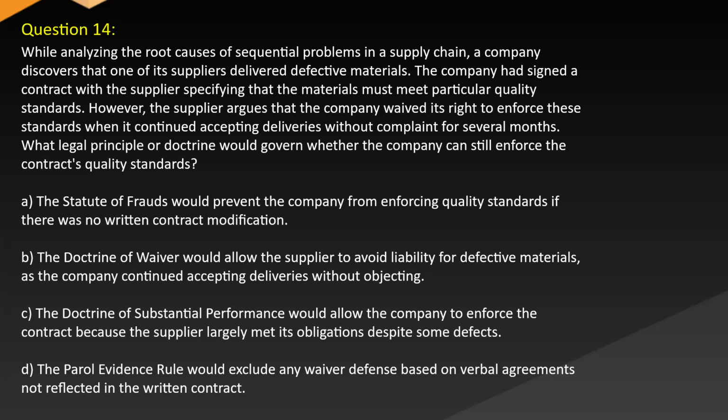A. The statute of frauds would prevent the company from enforcing quality standards if there was no written contract modification. B. The doctrine of waiver would allow the supplier to avoid liability for defective materials as the company continued accepting deliveries without objecting. C. The doctrine of substantial performance would allow the company to enforce the contract because the supplier largely met its obligations despite some defects. D. The parol evidence rule would exclude any waiver defense based on verbal agreements not reflected in the written contract.